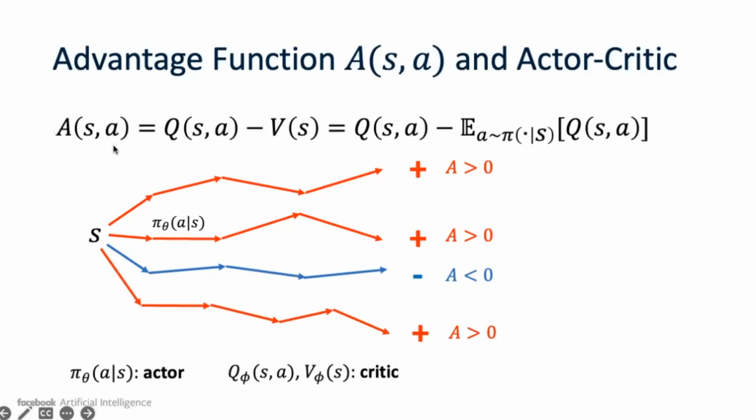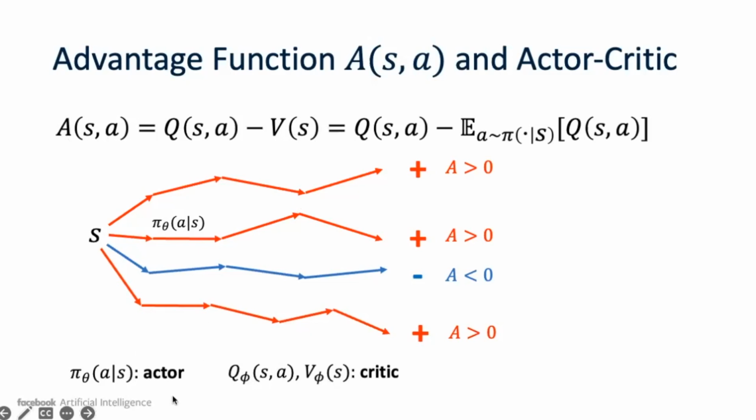Once you use the advantage function, and also use functions to compute the advantage function, then in your algorithm you have to estimate both the policy, which is pi, and the value function, which is q or v.